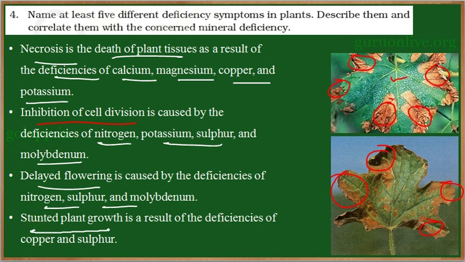Next one is stunted plant growth, as a result of deficiency of copper and sulfur. Stunted plant growth means the growth of the plant is inhibited. Maybe the plant may not grow tall, it remains dwarf. The fruit or the vegetables produced don't have the proper weight. The yield of the plant has been affected. All these symptoms we call stunted plant growth, and this results from the deficiency of nutrients like copper and sulfur.